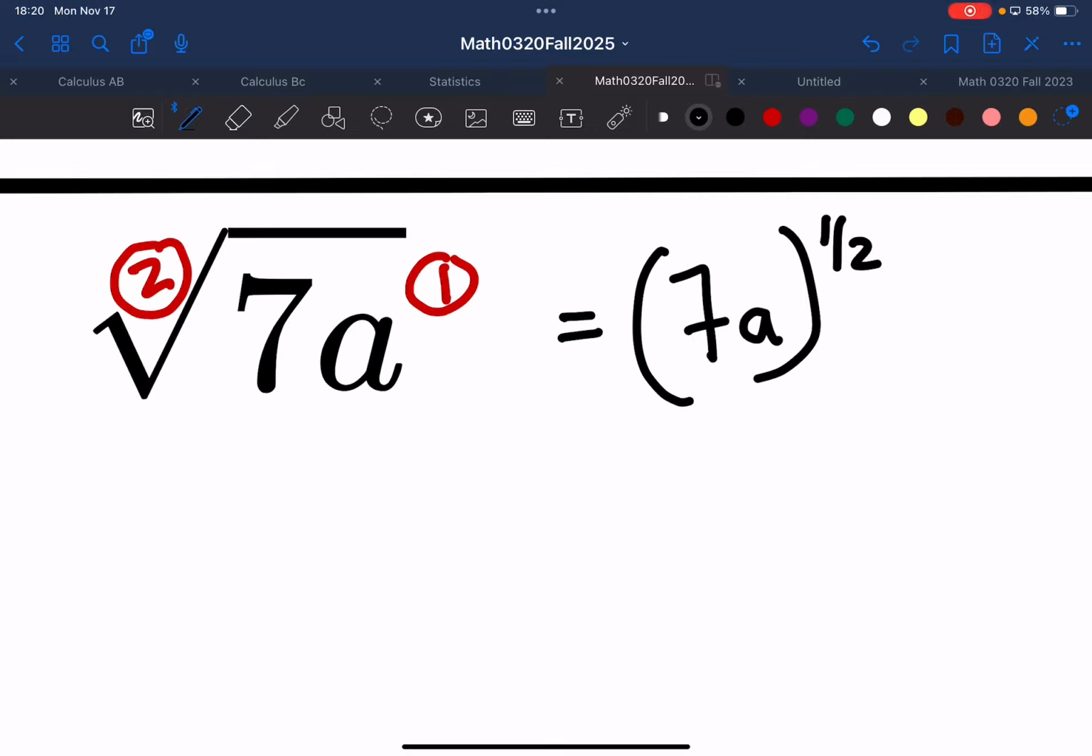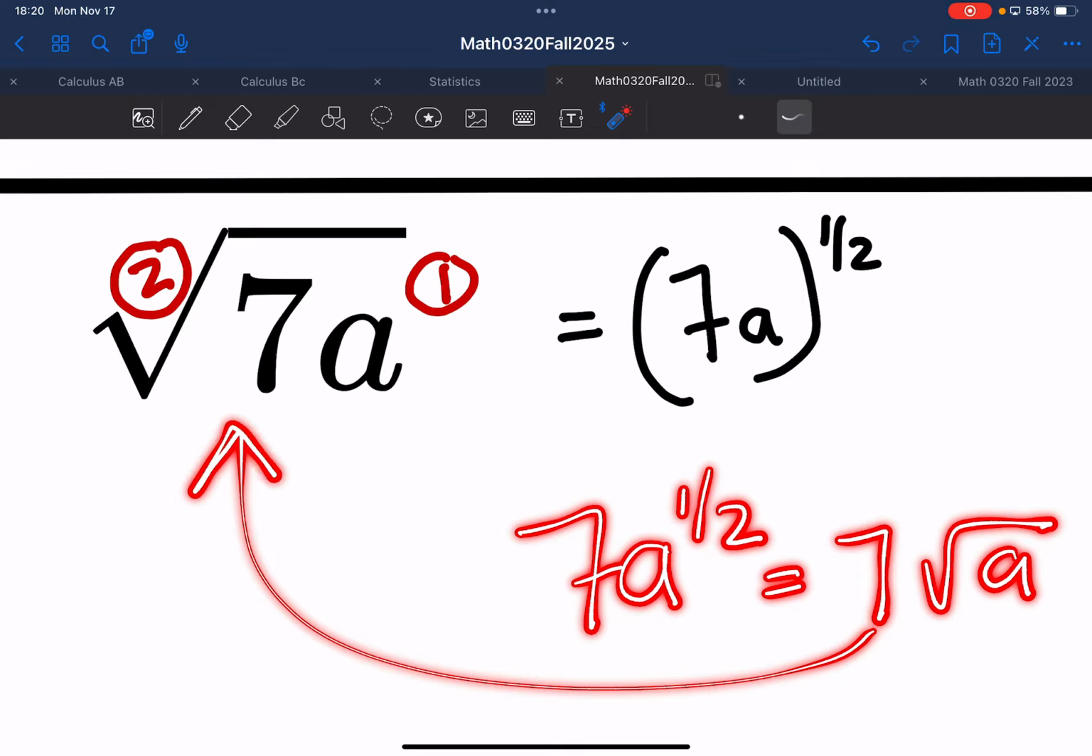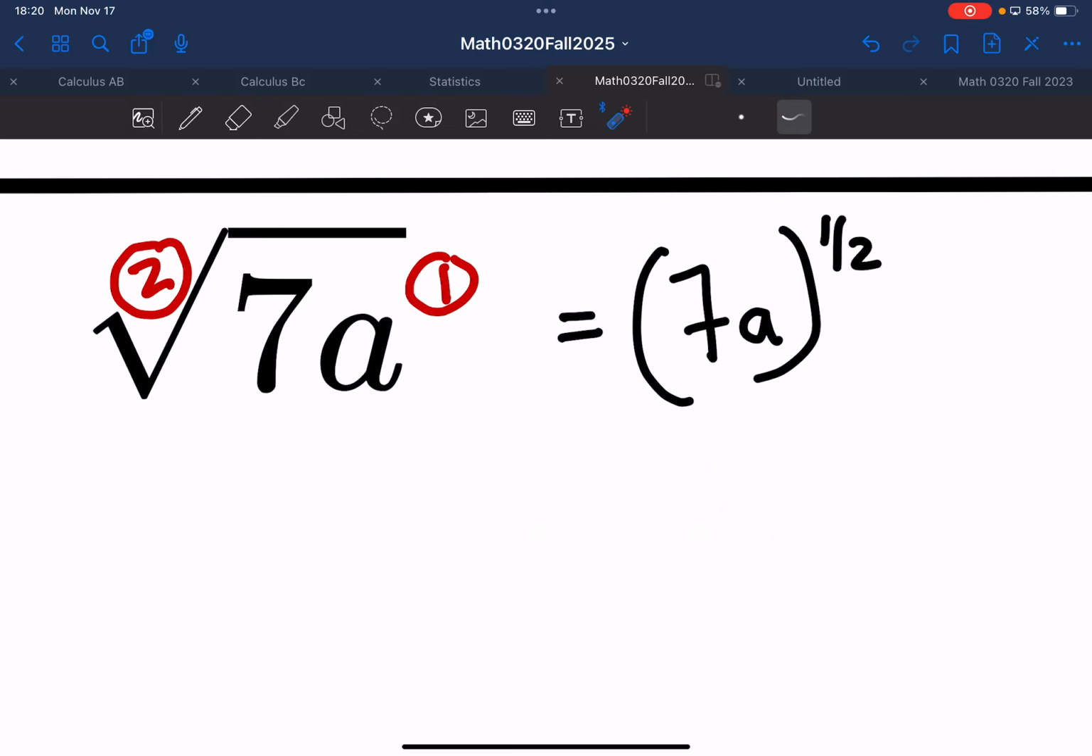So again, why did 7a have to be in parentheses? Because they're both under that radical. If you wrote 7a to the 1/2 on your test, that would be wrong, because this is the same as saying 7 times the square root of a, which is not the same as saying the square root of 7a. If you have parentheses, that means everything in the parentheses applies to that exponent. If you don't, it's whatever it's attached to that exponent.